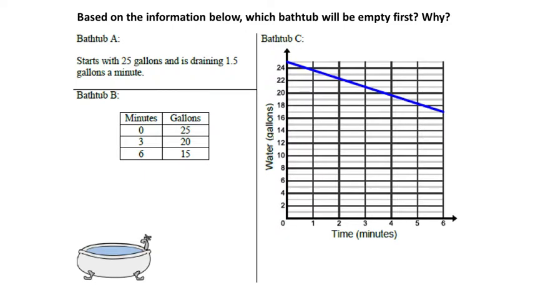So let's figure out first, because it's very easy to tell how much water is in each bathtub in the beginning. Right here with bathtub A, it says right in the beginning it starts with 25 gallons. Starting with that 25 gallons, that means you'd have the ordered pair 0, 25. It's starting with 25 gallons in the bathtub before they start draining the tub. Now, if you look at bathtub B, they said at 0 minutes, you had 25 gallons as well. That's a y-intercept right there, because the x value is 0. So we know that bathtub B is starting with 25 gallons.